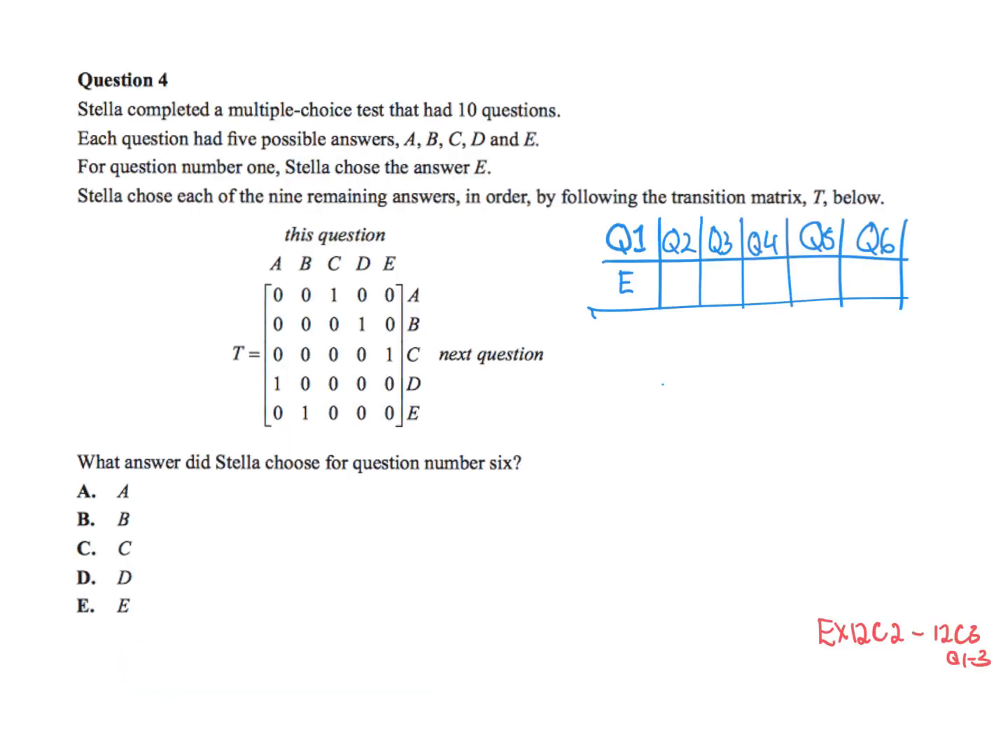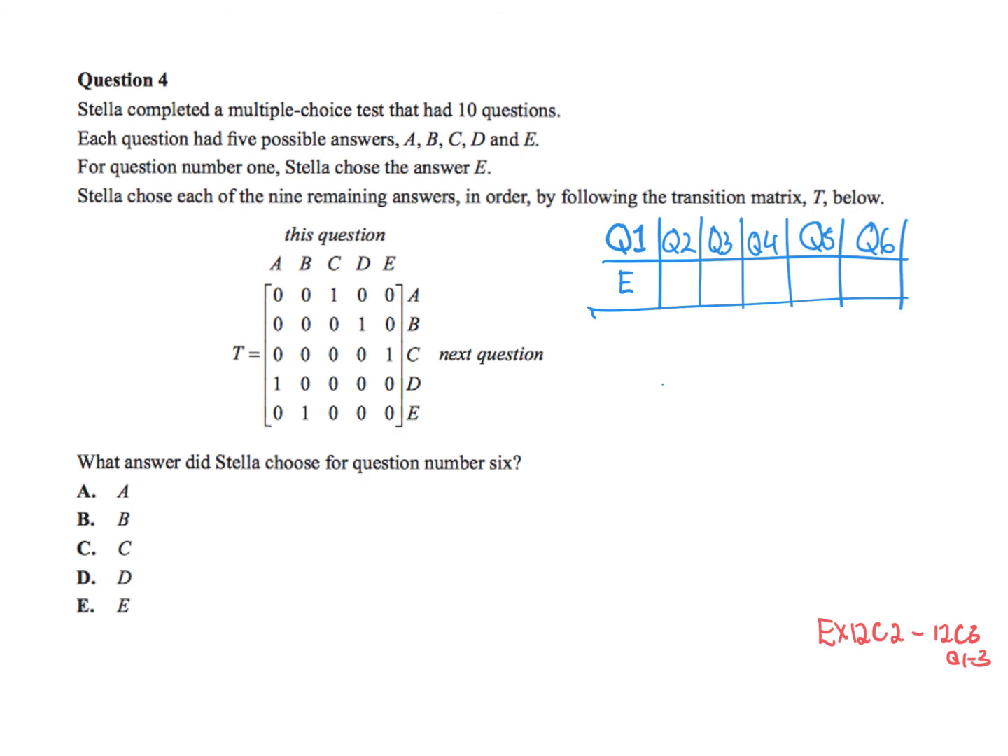Okay, this last one. Stella completed a multi-choice test that had 10 questions. Each question had 5 possible answers, A, B, C, D, and E. For question number 1, Stella chose E. Stella chose each of the 9 remaining answers in order following the transition matrix below. What did Stella choose for question number 6?